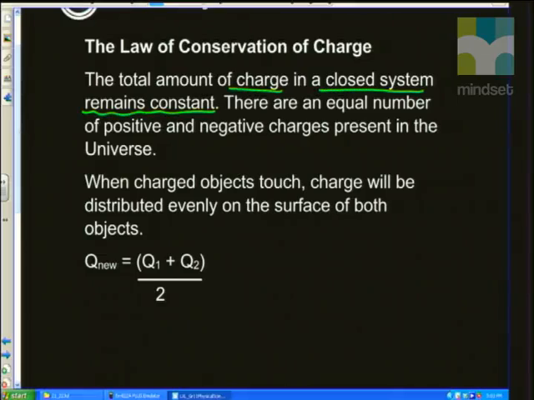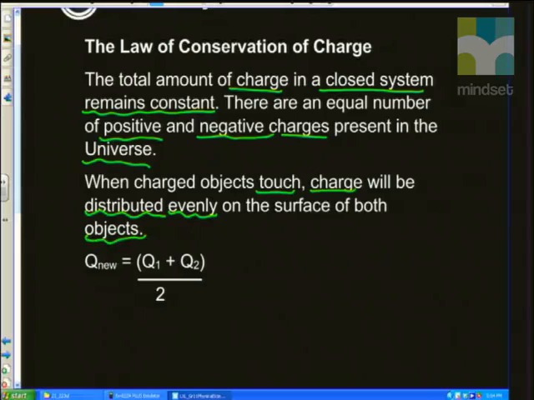The total amount of charge in a closed system remains constant. Now our closed system here is the whole universe. It remains constant. There are an equal number of positive and negative charges present in the universe. When charged objects touch each other, charge will be distributed, and this is very important, evenly and equally on the surface of both objects.